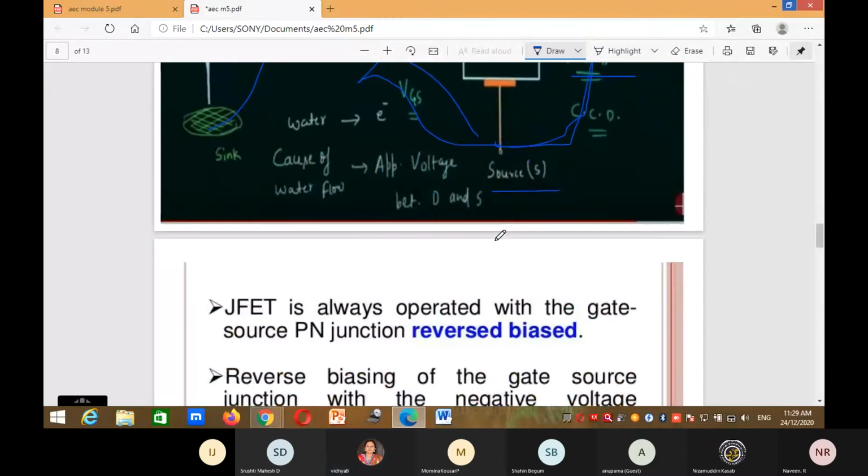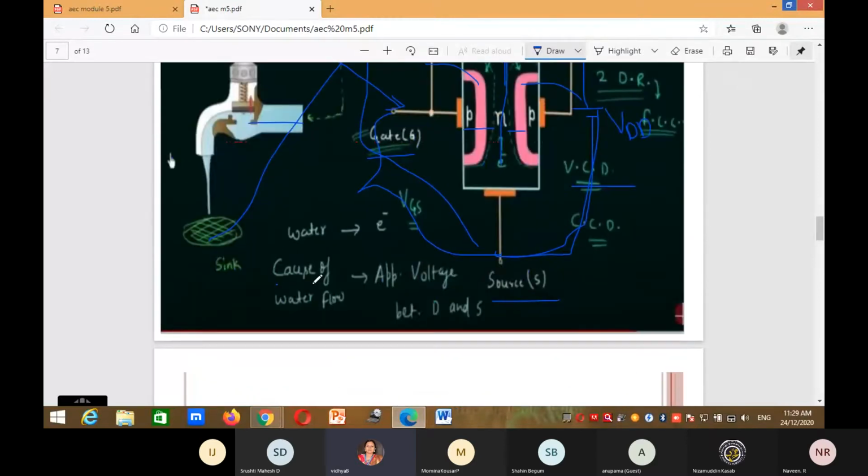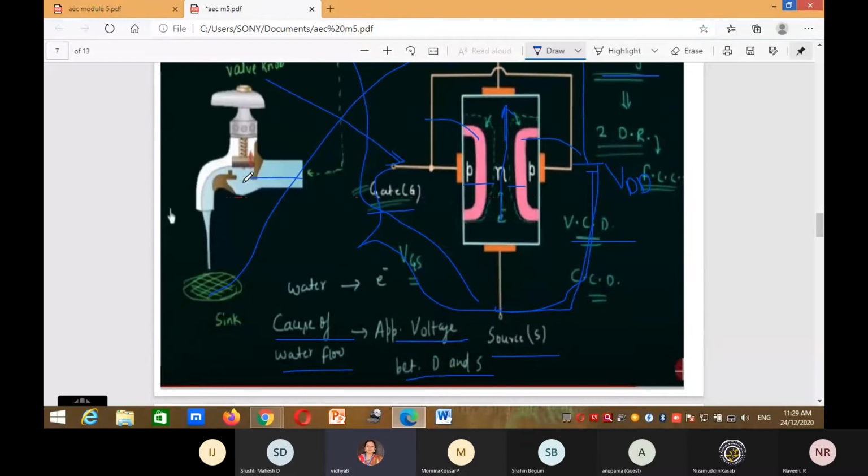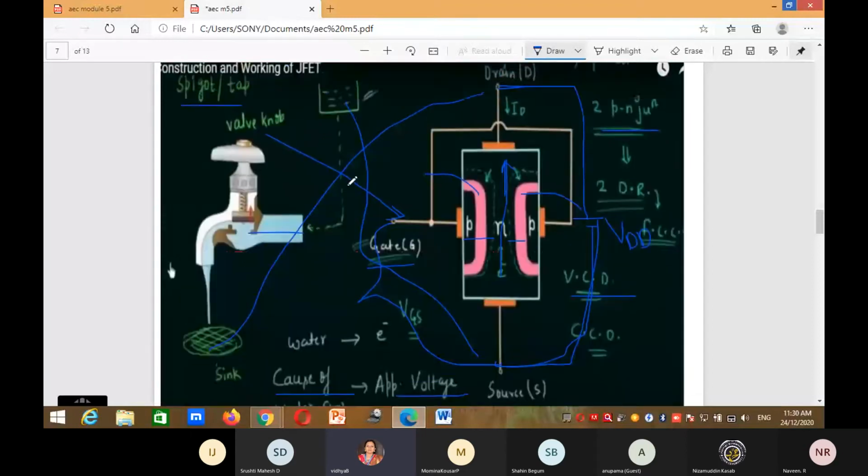Next you can observe here, the cause of water flow is compared with the applied voltage between D and S. When you apply voltage, electrons will flow from source to drain. Here also, when you control the gate or valve knob, the water starts flowing from here to here, the sink.